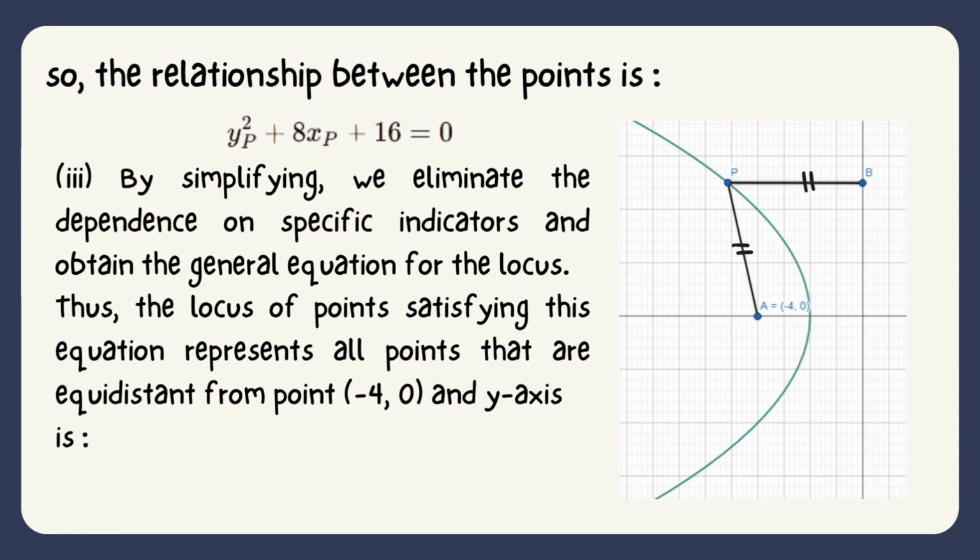3. By simplifying, we eliminate the dependence on specific parameters and obtain the general equation for the locus. Thus, the locus of points satisfying this equation, which represents all points that are equidistant from the point (negative 4, 0) and the y-axis, is y squared plus 8x plus 16 equals 0.